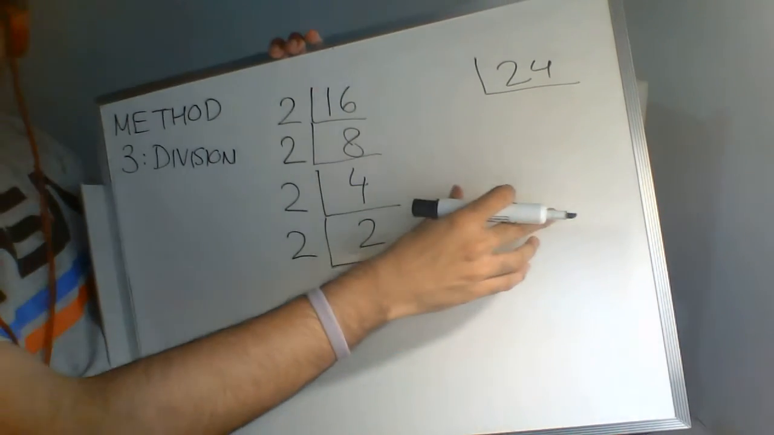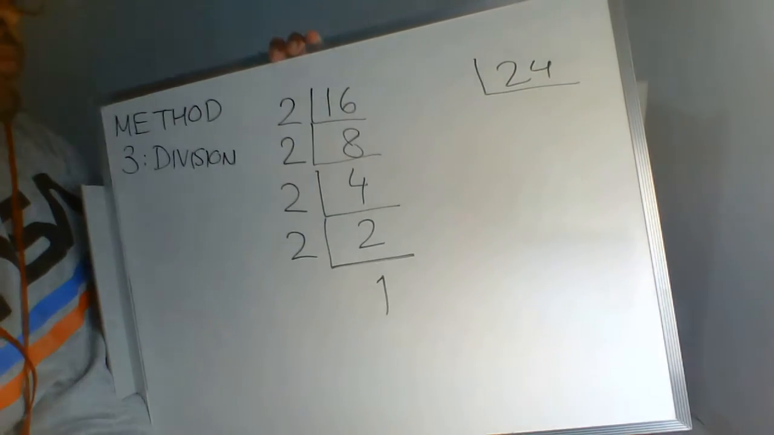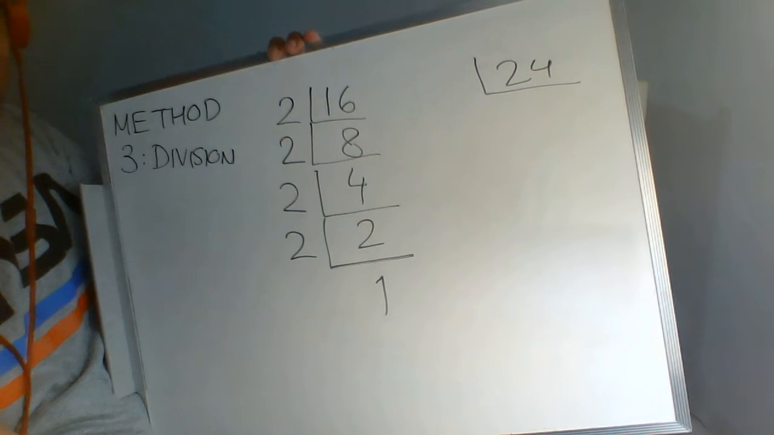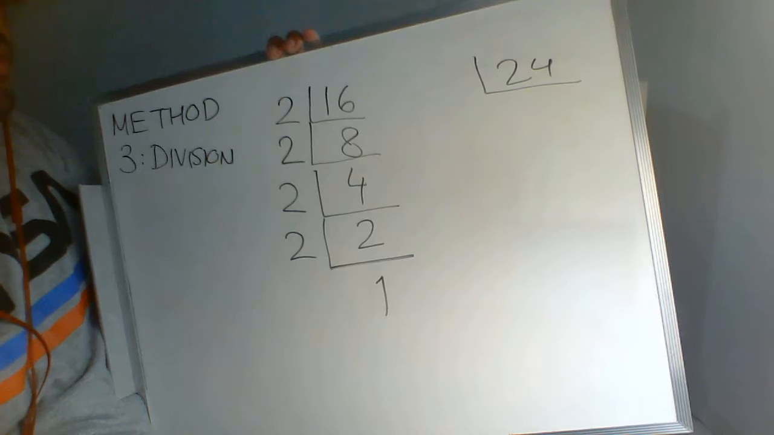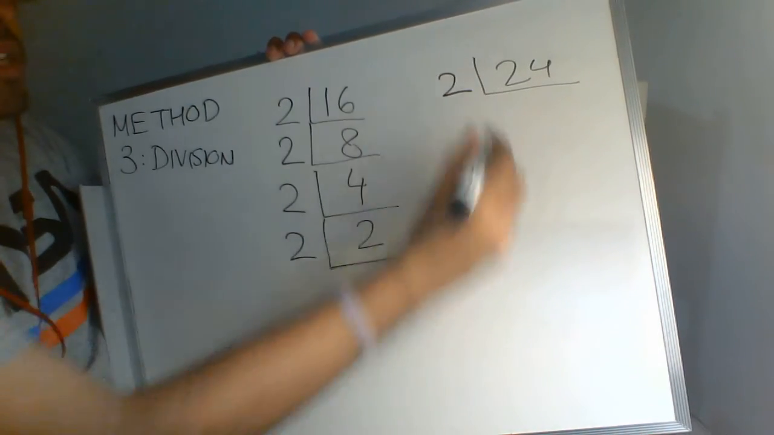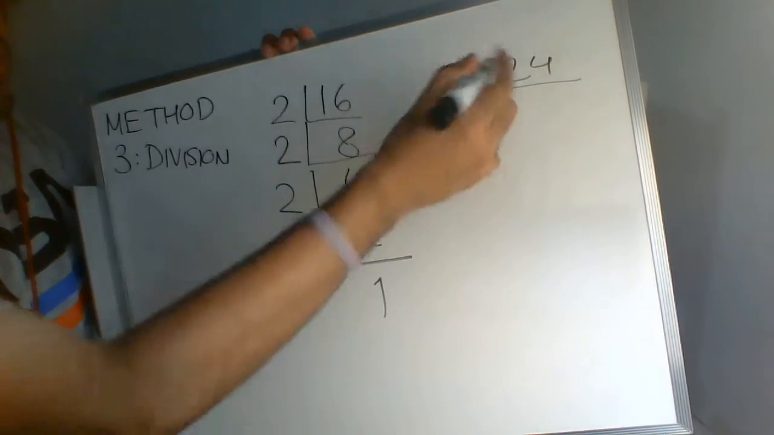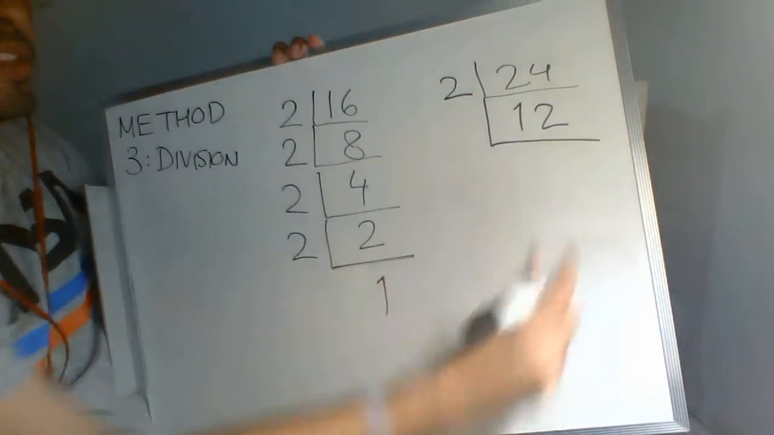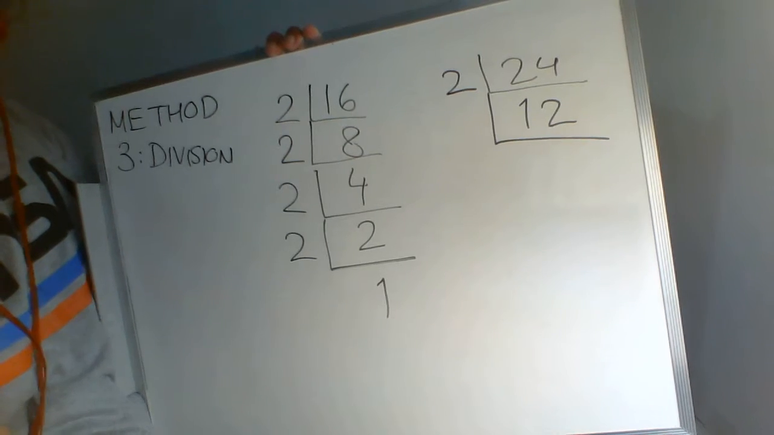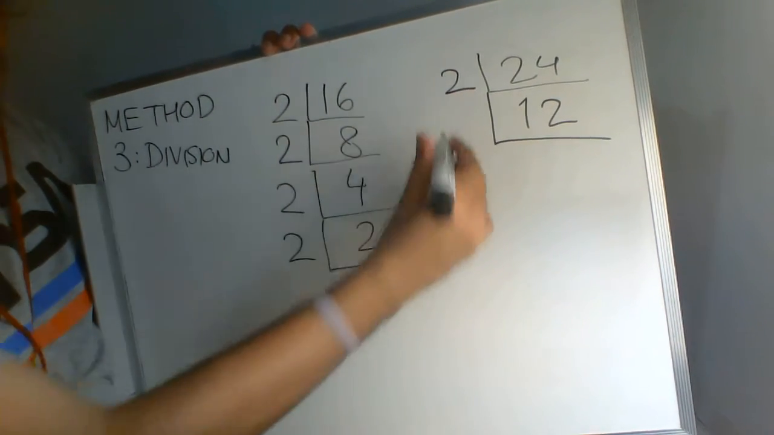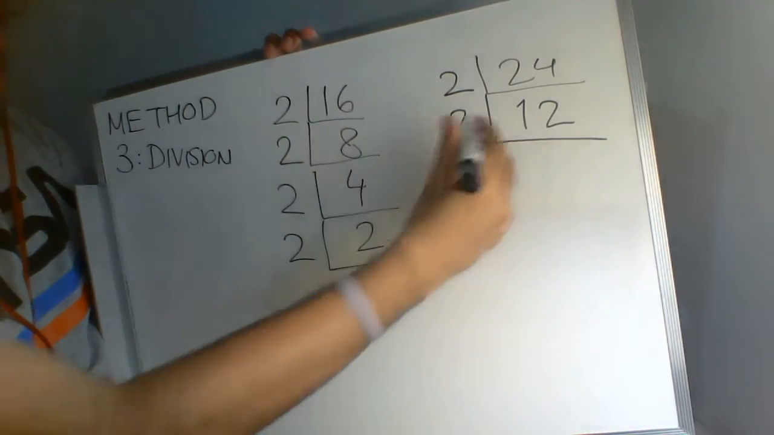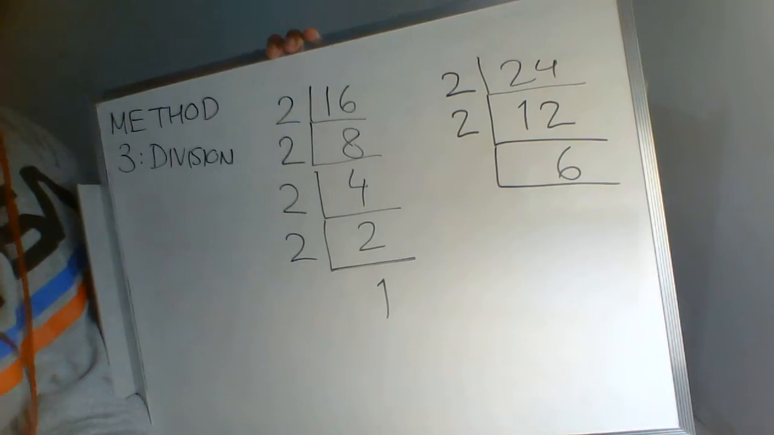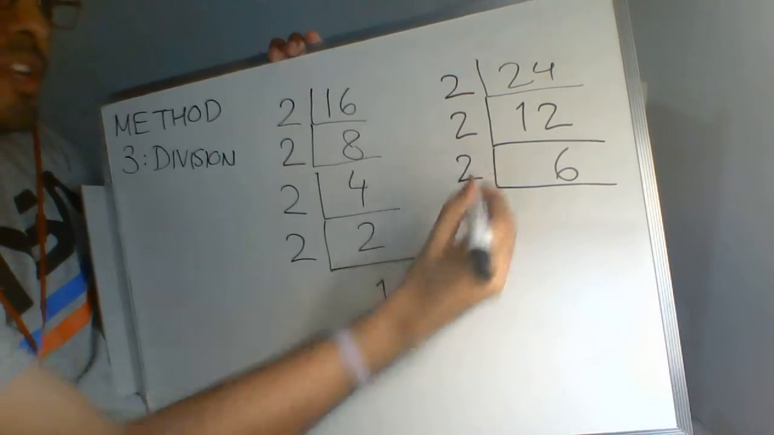But now we have to do the same thing to the 24. So we start here, and we ask ourselves, what's the smallest prime number we can divide 24 by? Now 24 is even, so it's divisible by 2. 24 divided by 2 gives us 12. We put this thing here again. 12 is even, so again we can divide this by 2, so we put a 2 there. 12 divided by 2 gives us 6. 6 is still even, so we can put a 2 here again.